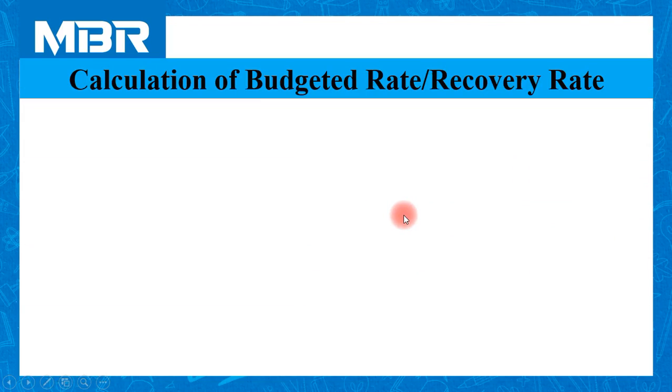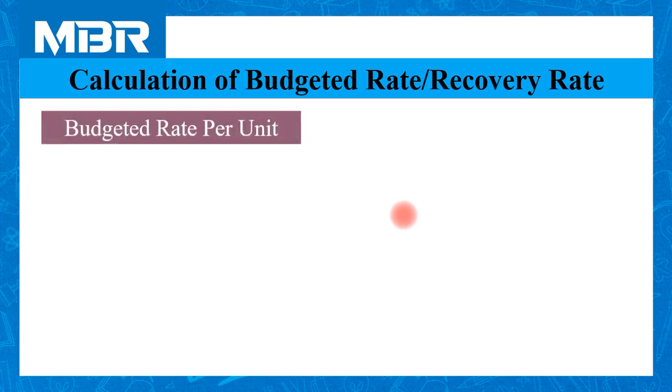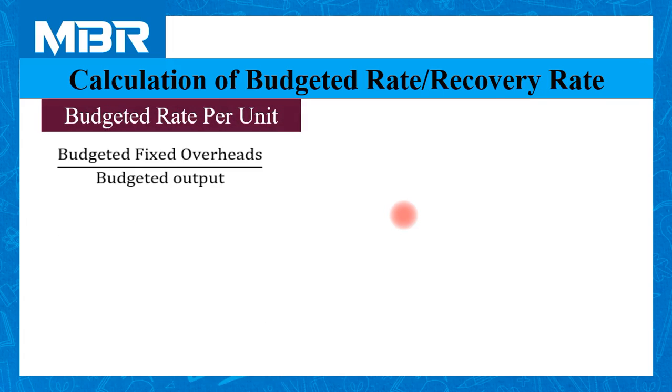Now, for the purpose of calculation, we need to calculate the budgeted rate or recovery rate. Here, we can calculate our budgeted rate or recovery rate using three different methods. Just a few moments before, I discussed the bases of calculation. Sometimes we use the base of output, sometimes the base of hours, and sometimes the base of days. So naturally, we need to calculate the budgeted rate per unit: budgeted fixed overheads divided by budgeted output.